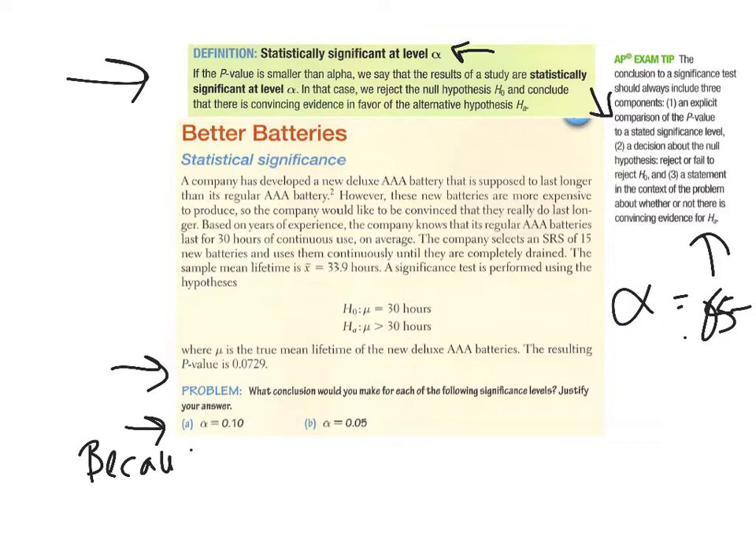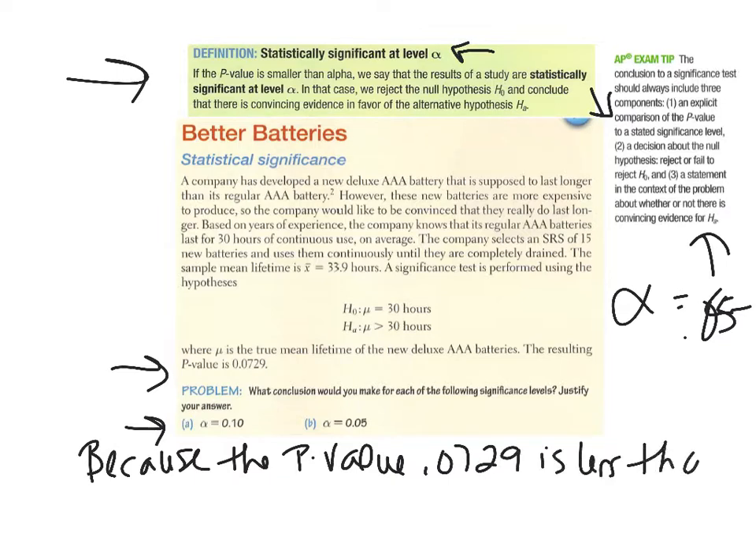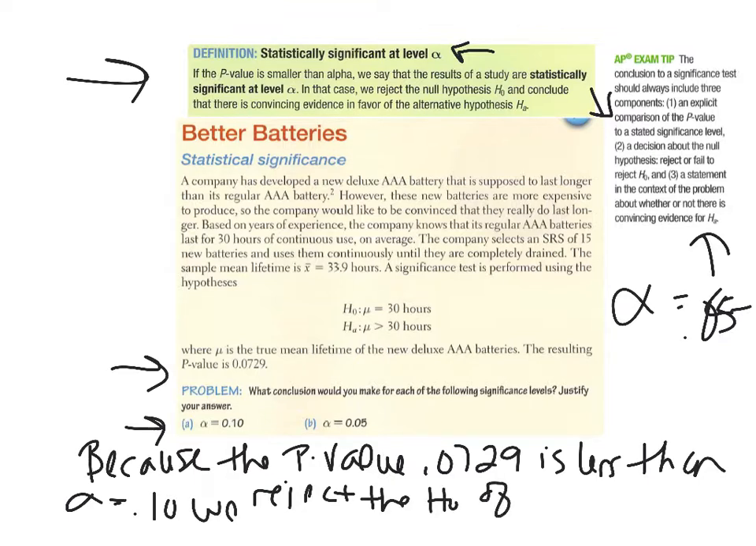So the conclusion for this would look something along these lines. I'm probably not going to have room for this. The p-value, and I need to state it, 0.0729 is less than alpha equals 0.10, so we're going to reject the null hypothesis of a mean equaling 30.